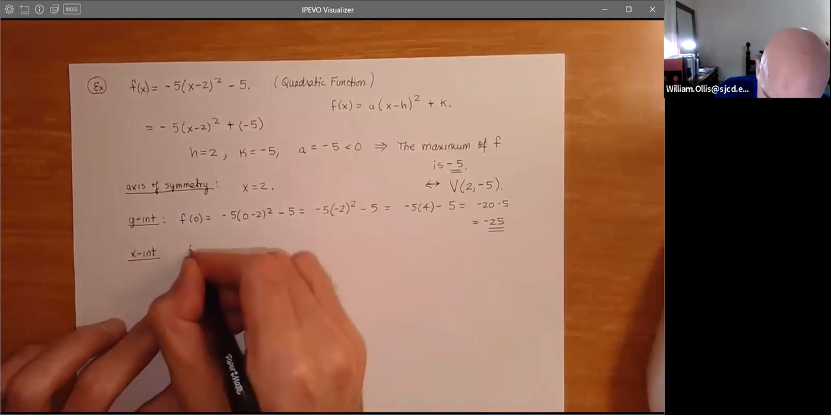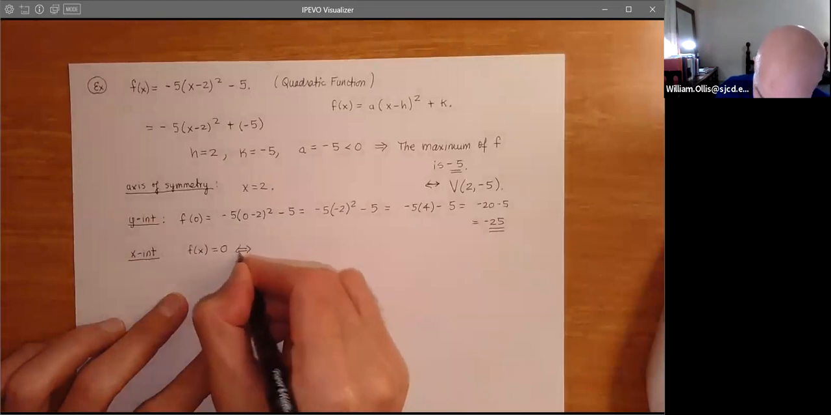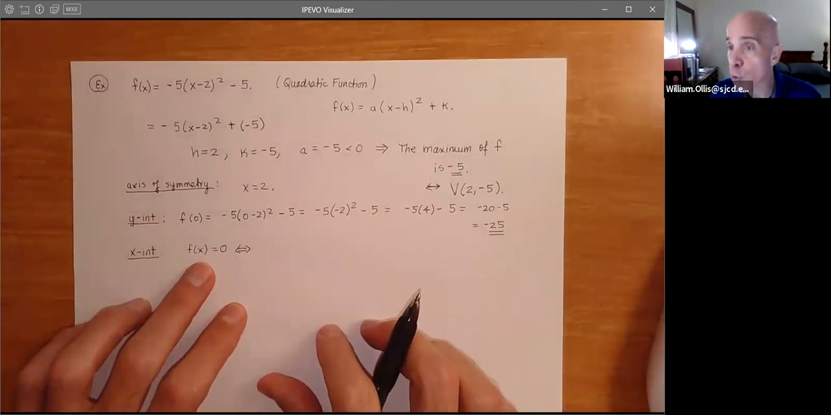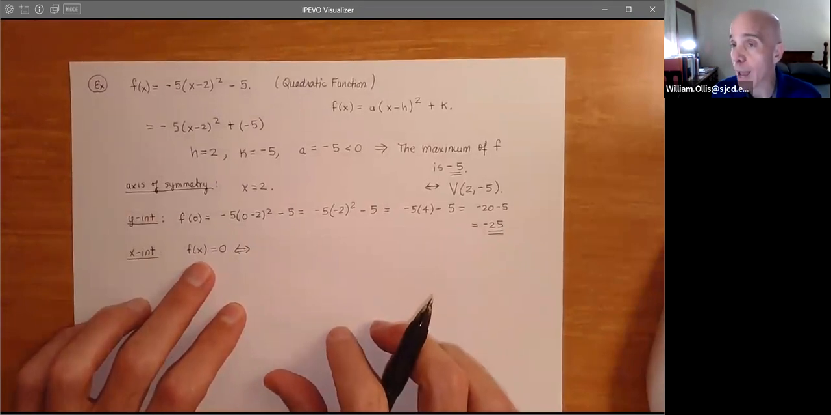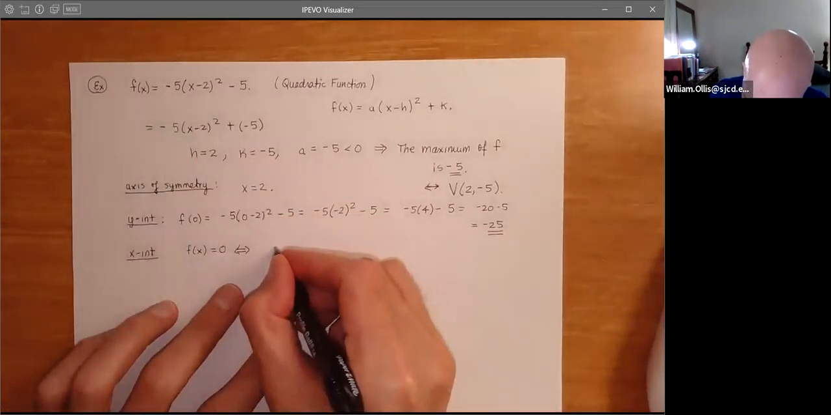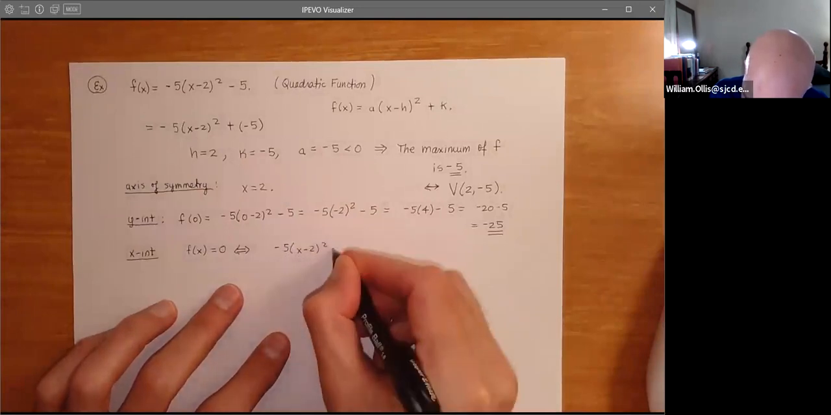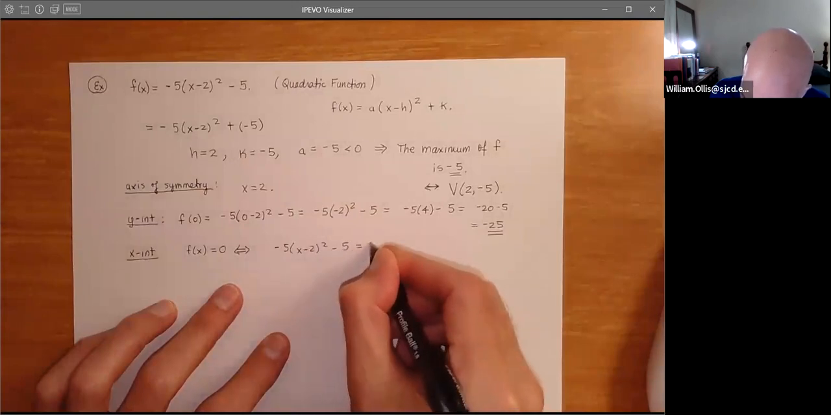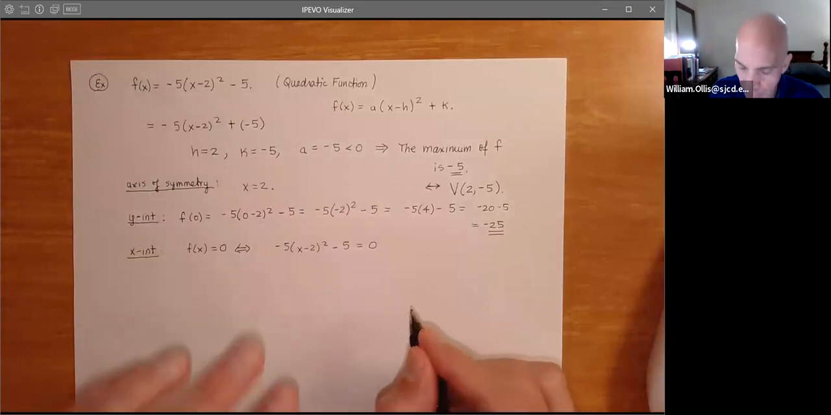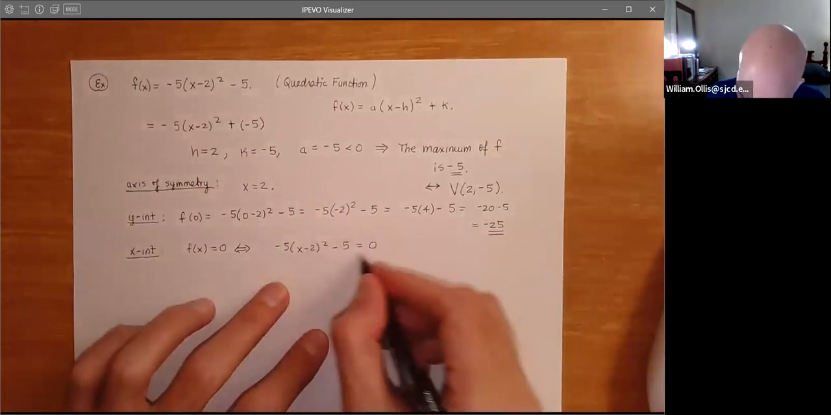So this means f of x equals 0. So when we find x-intercepts, we want to find when the output is actually 0. Does the graph cross the x-axis? Does the function have value output 0? So now let's do it. So we have -5 times x minus 2 quantity squared minus 5 equals 0. You can't work too much with the quadratic function theory. It's so useful. So now you're thinking, well, this is like section 1.5. Let's solve this.